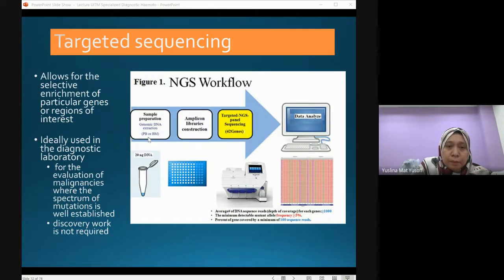So we start with the sample preparation, the genomic DNA extraction, and then the amplicon library construction. Then we use a targeted NGS panel. For example, we have many types of commercially available panels with multiple numbers of genes, and then we need to put into the sequencer, and then we do variant calling and analyze the data. And for NGS, we need bioinformatic analysis, because it is not easy and not straight to the point to analyze, where we need the bioinformatic knowledge to analyze this data.